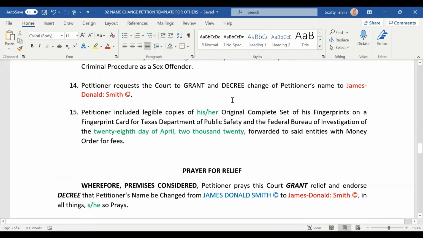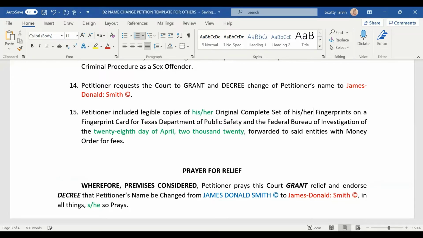Petitioner included legible copies of his or her original complete set of fingerprints on a fingerprint card for the Texas Department of Public Safety, Federal Bureau of Investigation, of the whatever date you sent it, forwarded to said entities with money order for fees. And I think it's some oddball number, like $23, something like that.